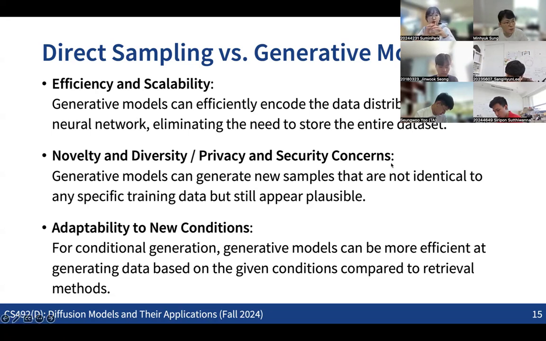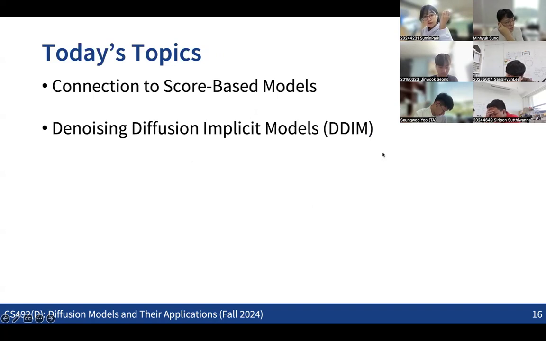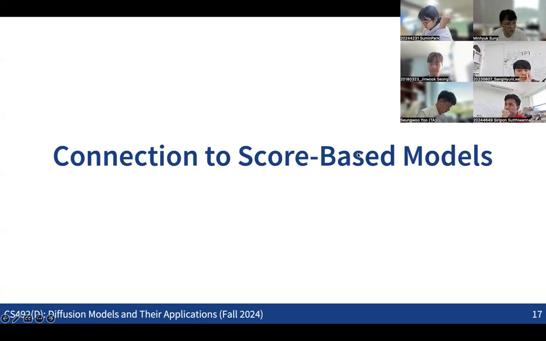Okay, so now let's quickly move on to today's topics. Today, we are going to discuss two topics. One is seeing the connection between DDPM and the score-based models. And we are going to discuss another diffusion model, the denoising diffusion implicit models, which is called DDIM. So let's move on to the score-based models.